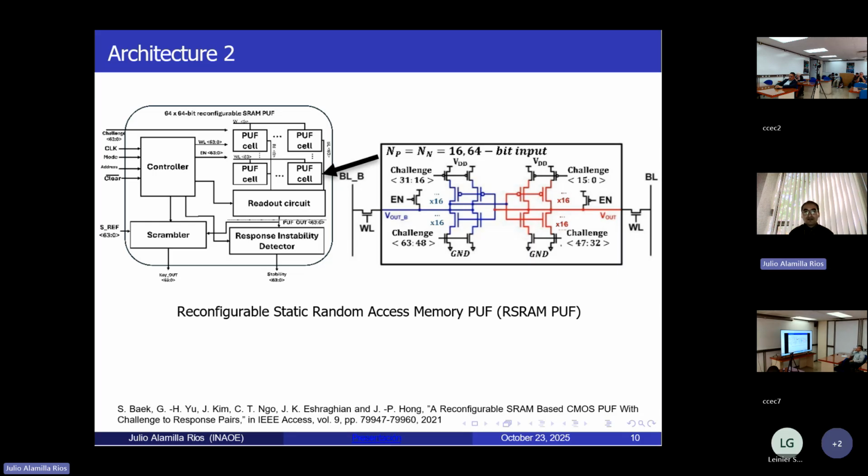This mechanism allows each challenge to alter the strength balance between the cross-coupled inverters, producing unique responses dependent on process variations. Furthermore, the design includes a response instability detector to discard unreliable bits and a scramble based on a Galois linear feedback shift register, or LFSR, which introduces additional randomness.